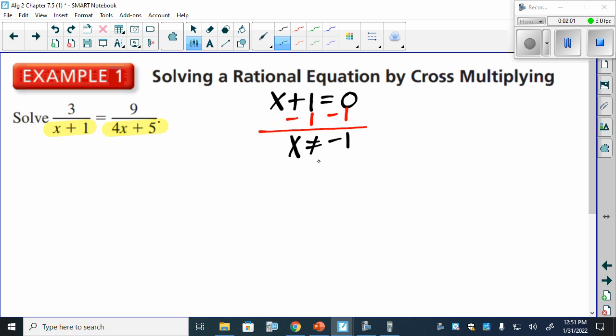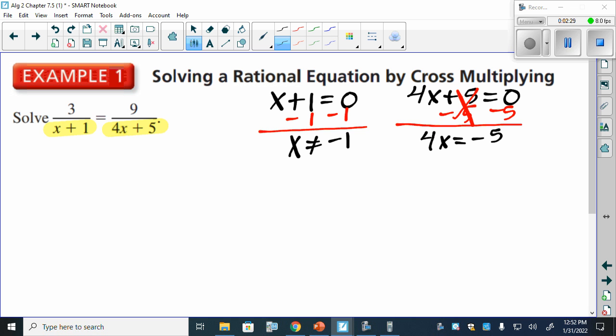The other spot where x cannot make the denominator 0 is 4x plus 5. If the value of x makes this 4x plus 5 equal 0, we would have another spot where the denominator would be 0. So the first thing we can do here is subtract 5 from both sides. The 5 and 5 would cancel, leaving us with 4x equals negative 5. And lastly, we can divide both sides by 4, telling me x cannot equal negative 5/4.